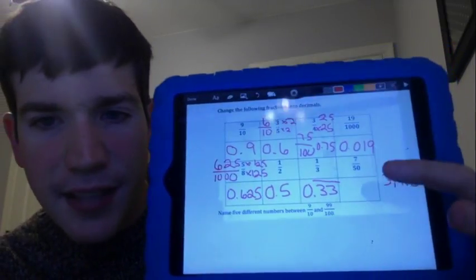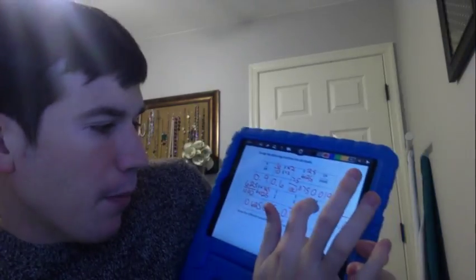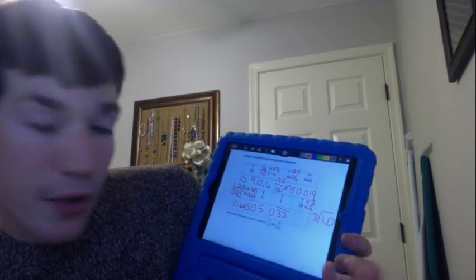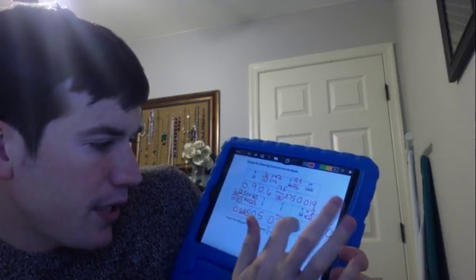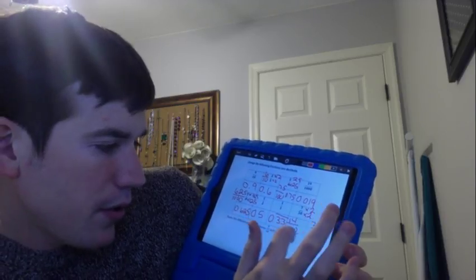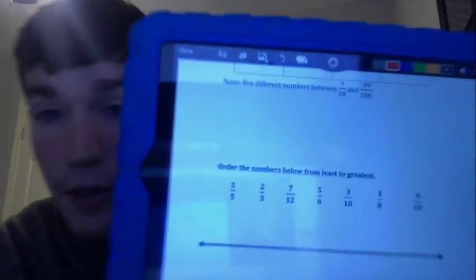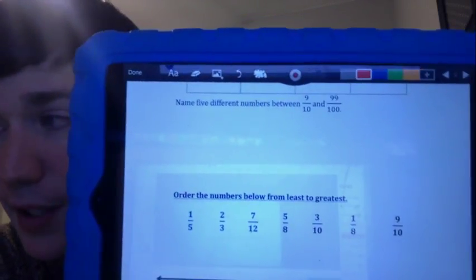All right, and the last one, 7/50ths. If we multiply the bottom by 2 and we multiply the top by 2, we'll get hundredths, which will give us 14 hundredths, which looks like this. 14 hundredths. All right, moving on to the next section. I'm just going to really quickly go through this section just because of time.